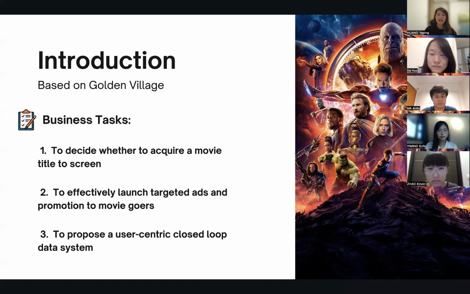We have 3 tasks in mind. The first task is to decide whether to acquire a movie title to screen in the cinema. The second one is to effectively launch targeted ads and promotions to moviegoers by providing precise recommendations. The last task is to propose a user-centric closed-loop data system for Golden Village.